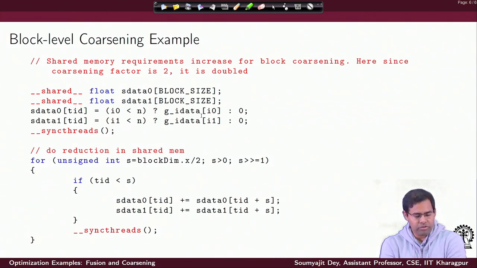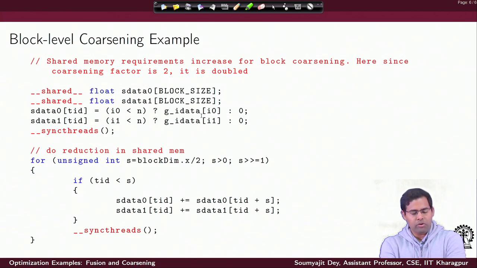For example, since I have a coarsening factor of 2 for a reduction kernel, each thread inside the block is bringing in effectively double the amount of data, and so we will need 2 shared memory locations. So we are just allocating 2 shared memories, S data 0 and S data 1, each of size equal to the new block size. And the block size of course is the same, because we don't decrease the number of threads per block. So now for the first thread ID, I am using the global thread ID I0 to load data in S data 0.